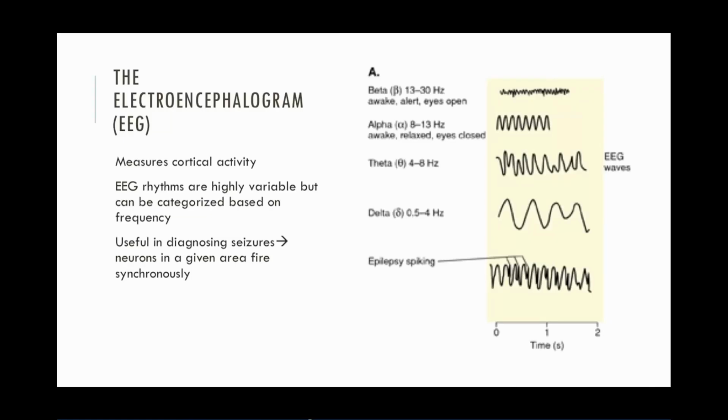EEG, the electroencephalogram, just measures brainwave activity the same way an EKG measures electrical activity of the heart. Same thing, electrical activity, we can measure it. It measures cortical activity, which is obviously the cortex, where a lot of our motor and sensory areas are. They can be categorized. What I want you to know big time is that the delta wave is your sleep. When your brain gets into a delta wave, that means you're in deep sleep.